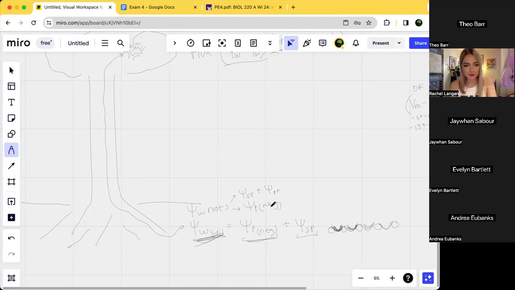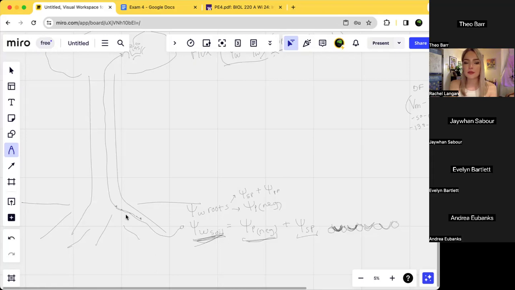Because if you were to zoom in on a water molecule in the apoplast, it's connected all the way to molecules in the xylem. So if you increase the negative pressure, like from pulling water up through the xylem, that will increase the negative pressure in the roots as well.